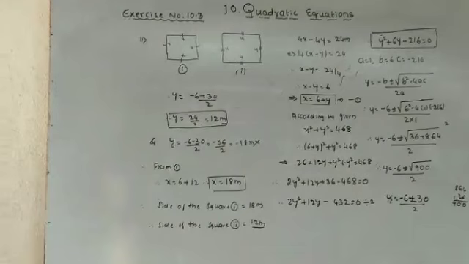So here is the last question in this exercise. Sum of the areas of two squares is, so there are two squares here. Question number 11. Two squares. This is first one.